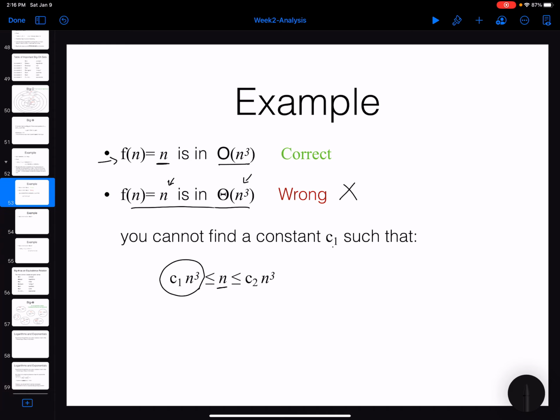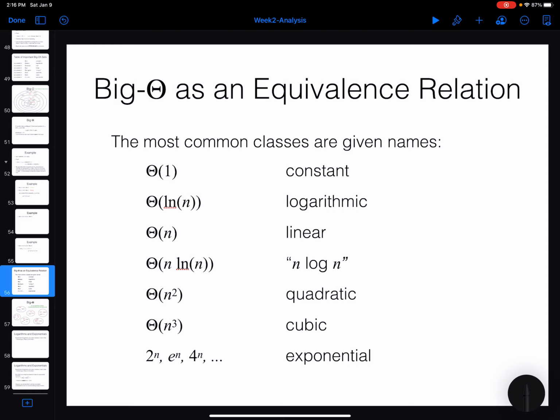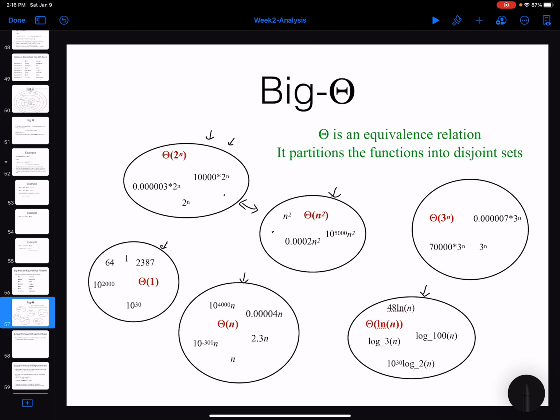So again, we are going to have the same common classes of functions: those which are constant, those which are logarithmic, linear, n log n, n power 2, n power 3. And again, I'm emphasizing that when we are talking about exponential functions, they are completely separate classes in big theta. This is the class of 3 power n, this is the class of 2 power n, and the base of these exponential functions is going to be important.